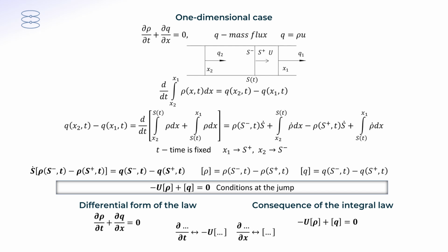To do this, in the differential form of the law, we need to replace the time derivative of the considered value with a jump of this value multiplied by the speed of the jump with a minus sign. At the same time, we replace the space derivative of the flow of the considered characteristic with a jump of this flow at the points of rupture.